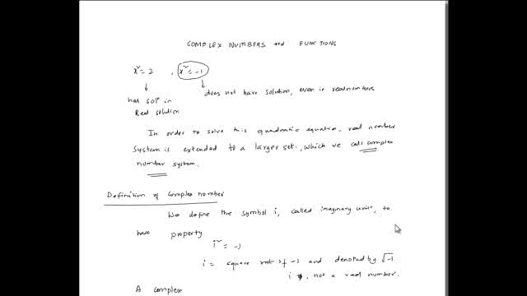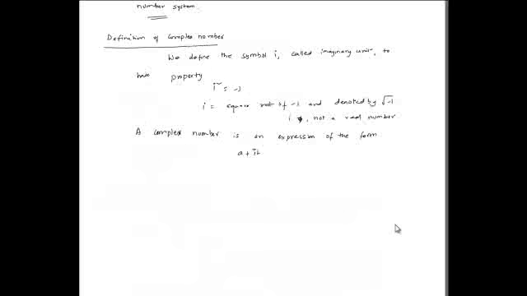Now a word about complex numbers. The basic definition: a complex number is an expression of the form a plus ib, where a and b are real numbers and i is the imaginary unit which was just defined previously.